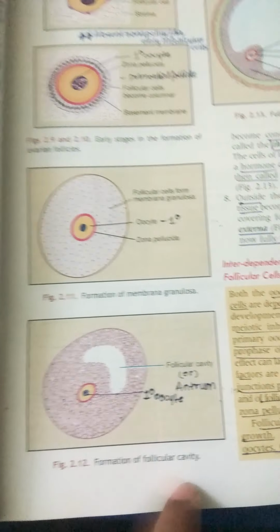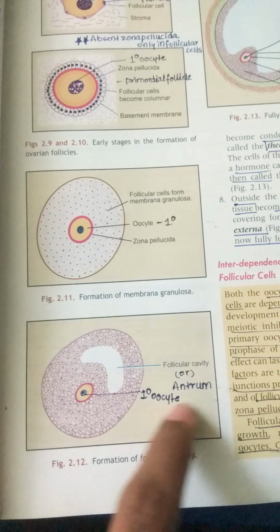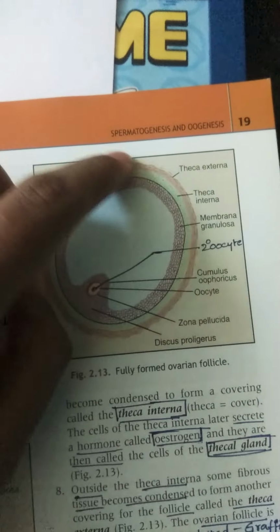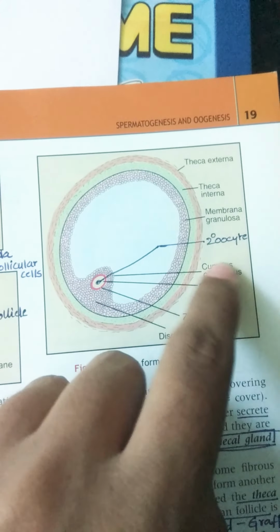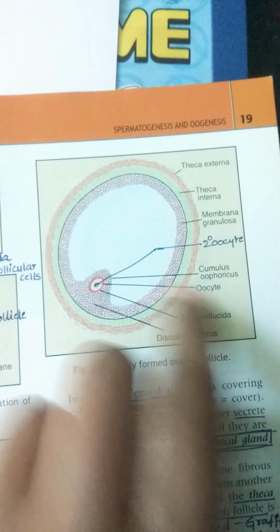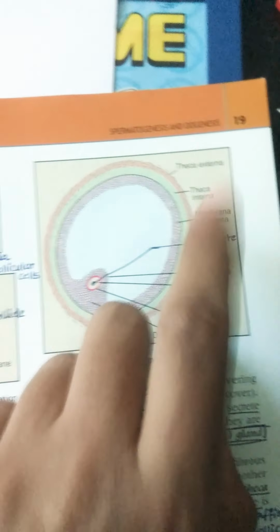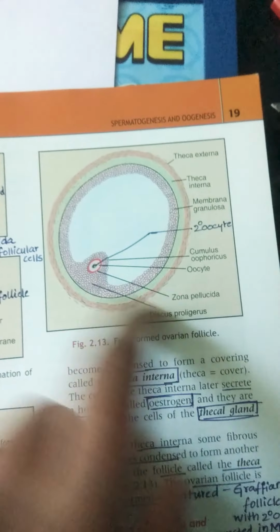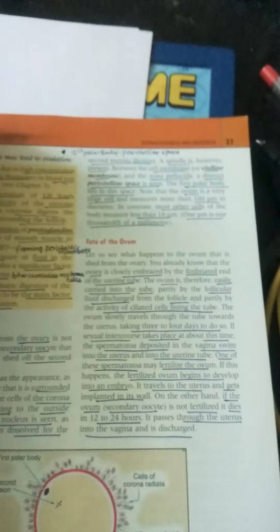So formation of the follicular cavity. There is this antrum, the follicular cavity. This is the primary oocyte, right? So this is a fully formed ovarian follicle, that is the Graafian follicle, the mature follicle. So we have theca externa, theca interna forming estrogen, and membrana granulosa, and this is the secondary oocyte here. Remember, in the Graafian follicle we have the secondary oocyte. Here we have cumulus oophorus, zona pellucida and discus proligerus. So as I said, I'll discuss every diagram.